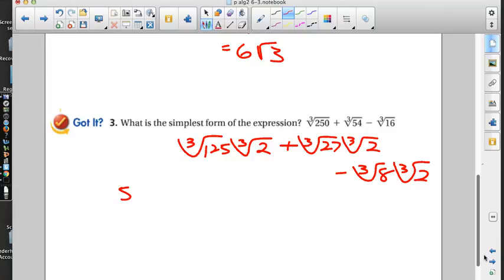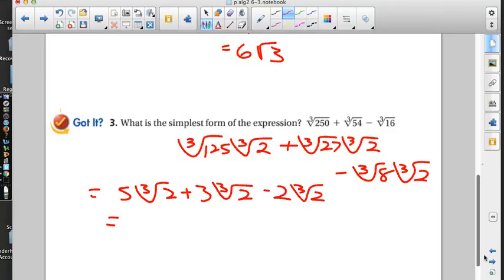So we've got 5 cube roots of 2 plus 3 cube roots of 2 minus 2 cube roots of 2 for a grand total of how many, everybody? 6. 6 cube roots of 2. So simplifying first makes this a problem that we can do. I want you to 4, 3, 2, 1, 0 me on our objective of adding and subtracting.